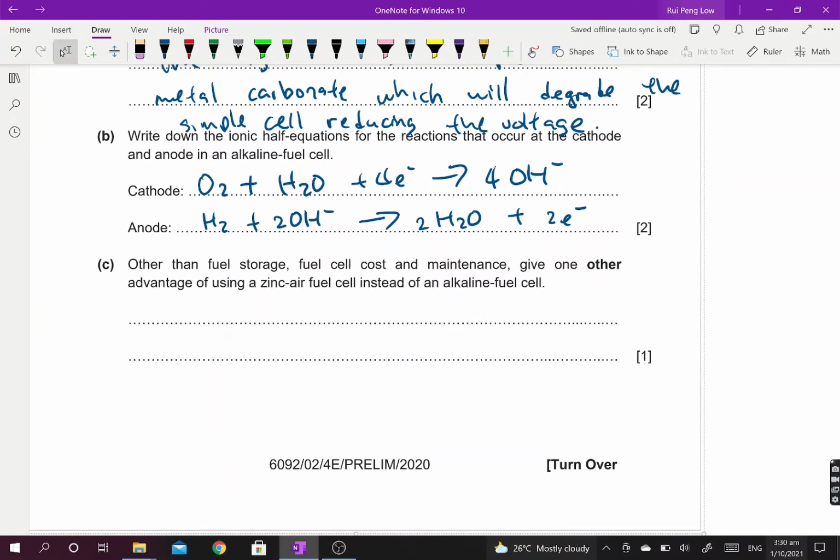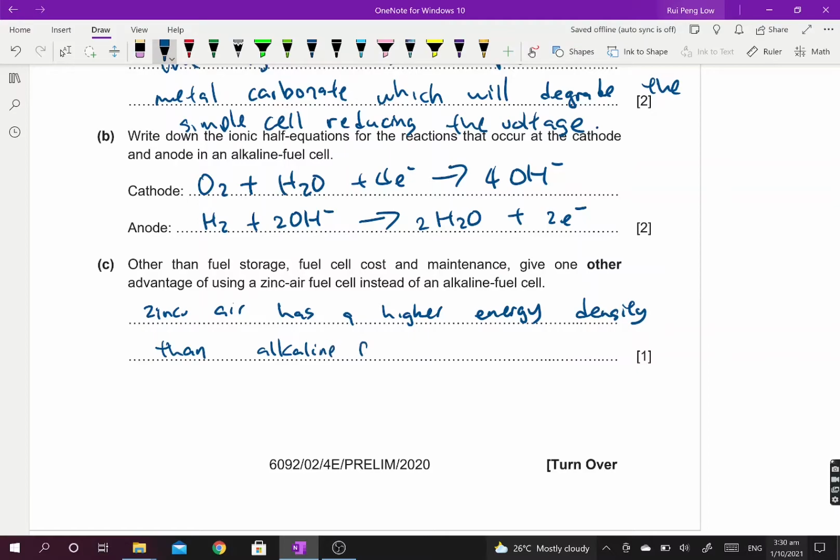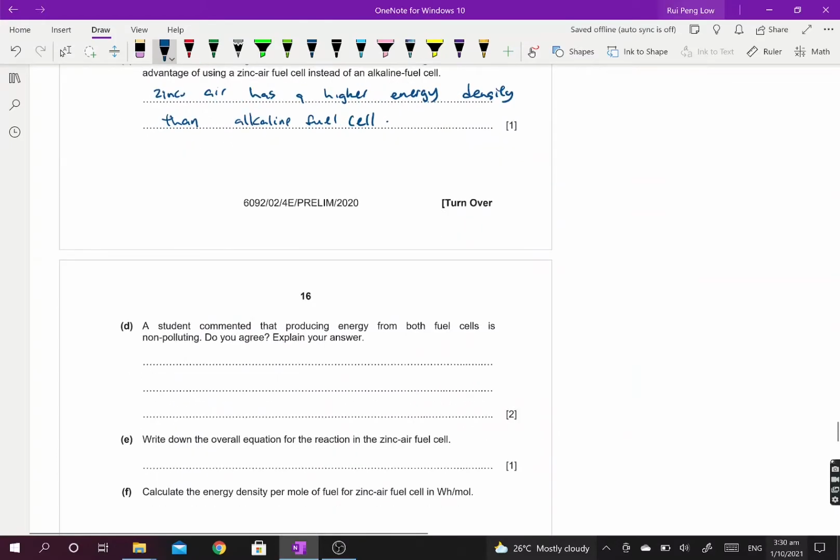So zinc air has a higher energy density than the alkaline fuel cell. A student commented that producing energy from both fuel cells is non-polluting.